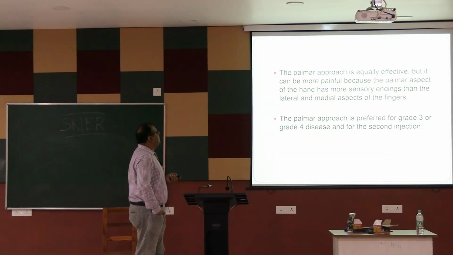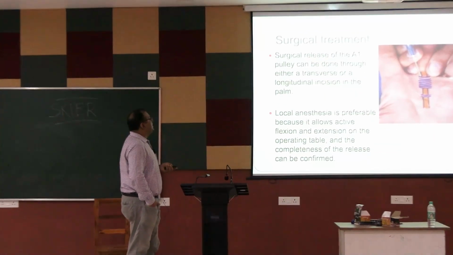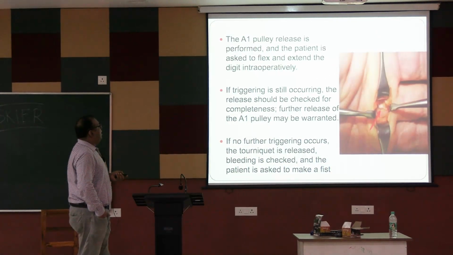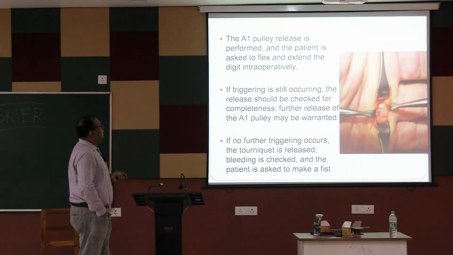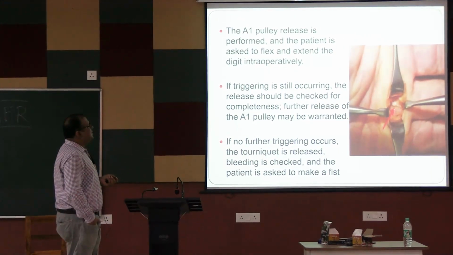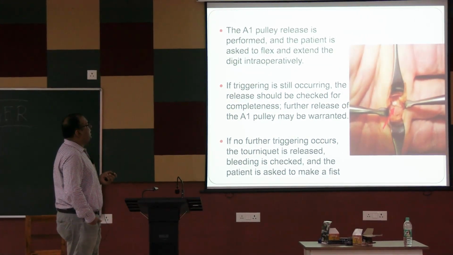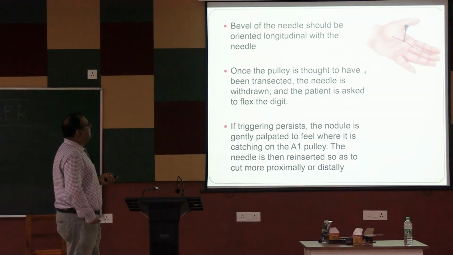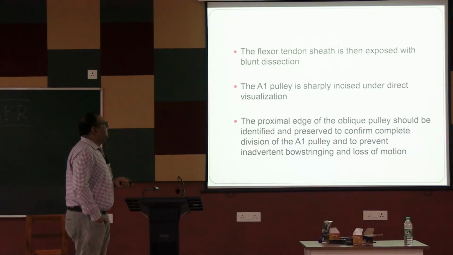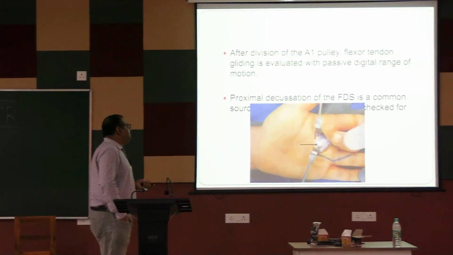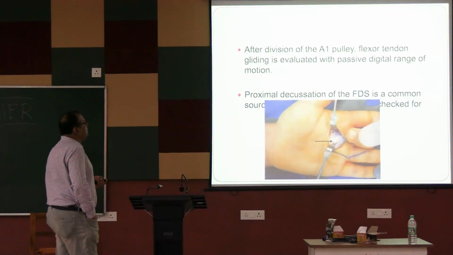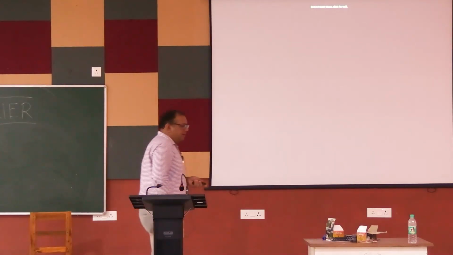Any questions? This is the surgical release. This is basically the marking, and that is the A1 pulley. It's a very small incision. You see the A1 pulley, and it is just released from here. This is the injection site, and that's about it. This is basically a postgraduate presentation. That's the A1 pulley. That's a pediatric patient. This is the A1 pulley. So, any questions?